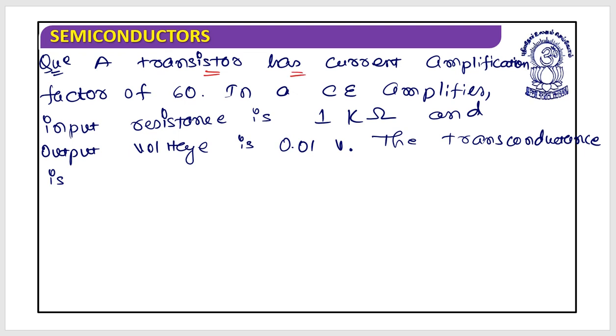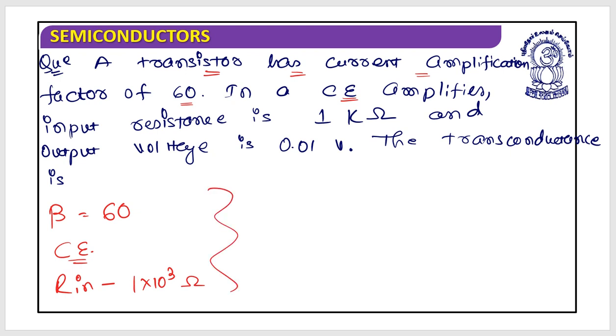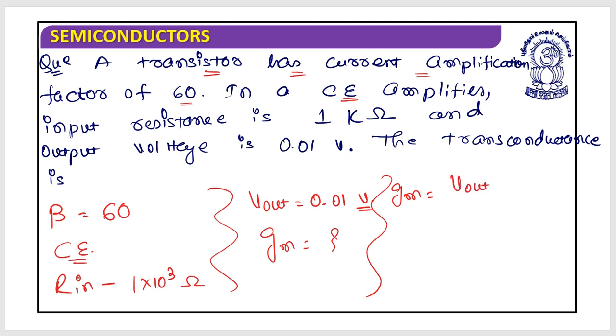So let's check what all has been given. A transistor has a current amplification factor of 60, and they have said it's a CE amplifier. That means beta has been given, which is 60. Common emitter configuration has been given. Input resistance is given, that is 1 kilo ohm, which is 1 into 10 to the power 3 ohm. And output voltage is given, this is V out, which is equal to 0.01 volt. And the transconductance, generally what we call GM, that has been asked. How will you do this? What was the formula of the transconductance? This GM was V out divided by I in.